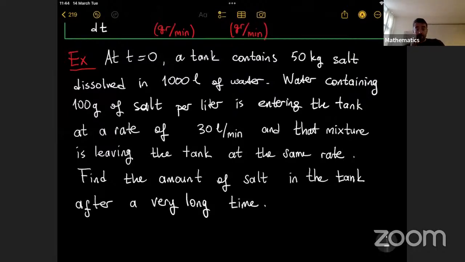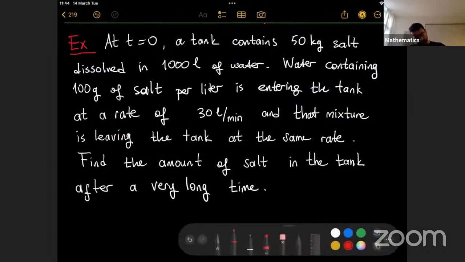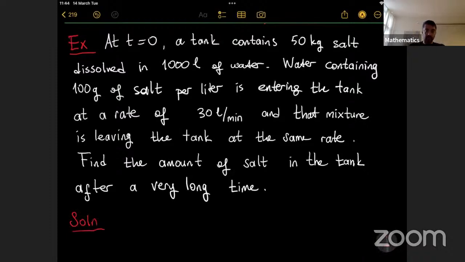So again, we have a tank and water flows in at a rate of 30 liters per minute, and it contains 100 gram of salt per liter, and the mixture is leaving the tank at the same rate. And we will find the amount of salt in the tank after a very long time. That means basically time goes to infinity, okay? So to solve this, we will write the differential equation.